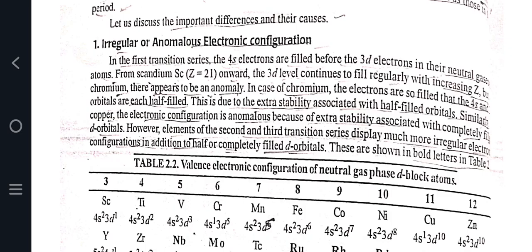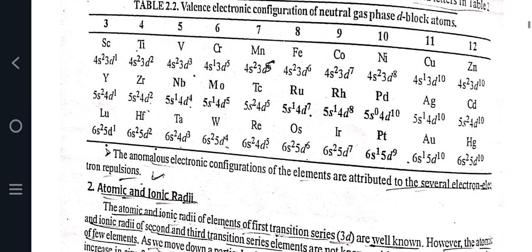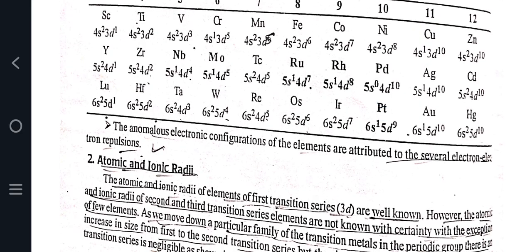Similarly, for copper, the electronic configuration is anomalous because of extra stability associated with the completely filled d orbital. However, elements of the second and third transition series display much more irregular electronic configurations in addition to half or completely filled d orbitals. These are shown in bold letters in table 2.2. The irregular trend of electronic configuration occurs in chromium, copper, rubidium, platinum.